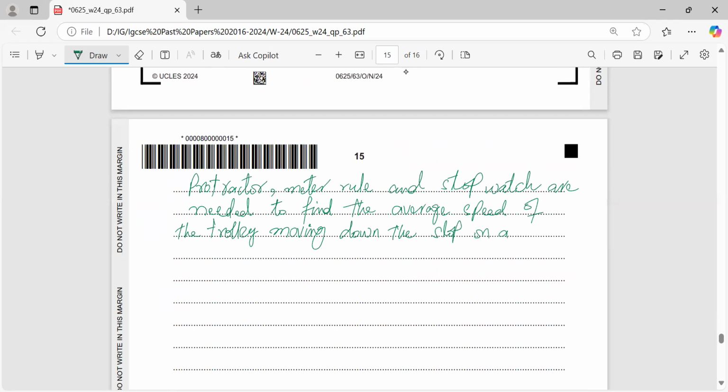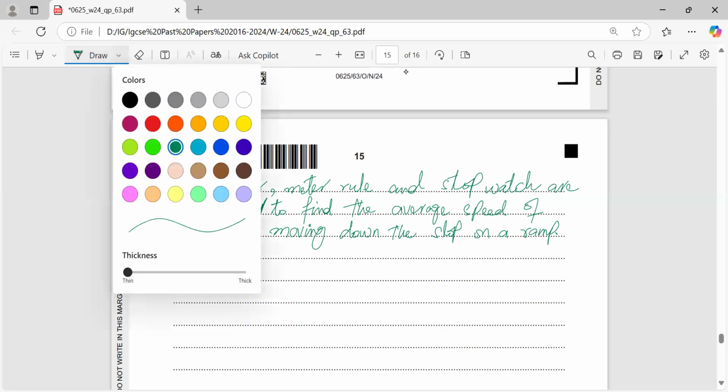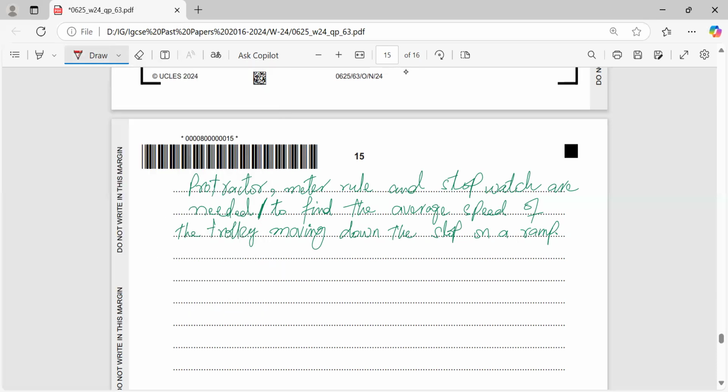Slope on a ramp. Now dear friends, no need to write all of this. Even you can write less if you don't have enough time, so only this will be enough: protractor, meter rule and stopwatch are needed to perform this experiment. Up to here it will be workable, but I just wrote a bit more. Now the next point is briefly explain how to get this result.